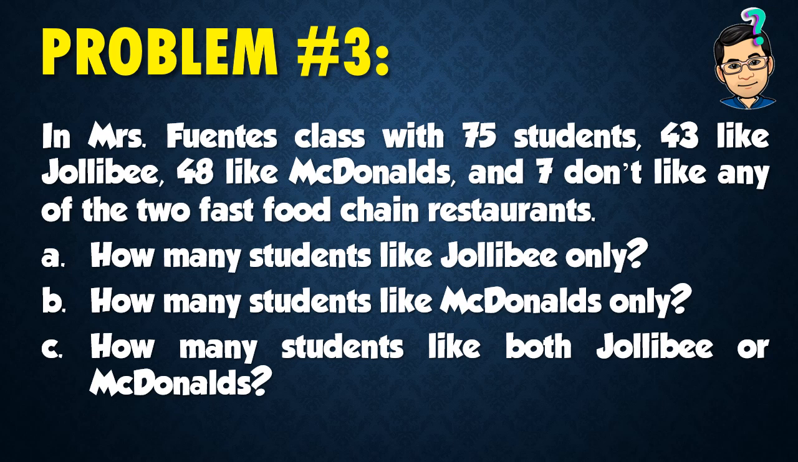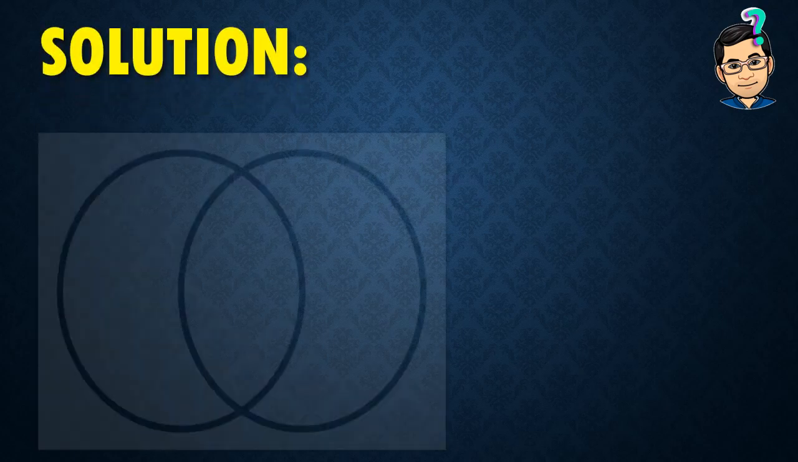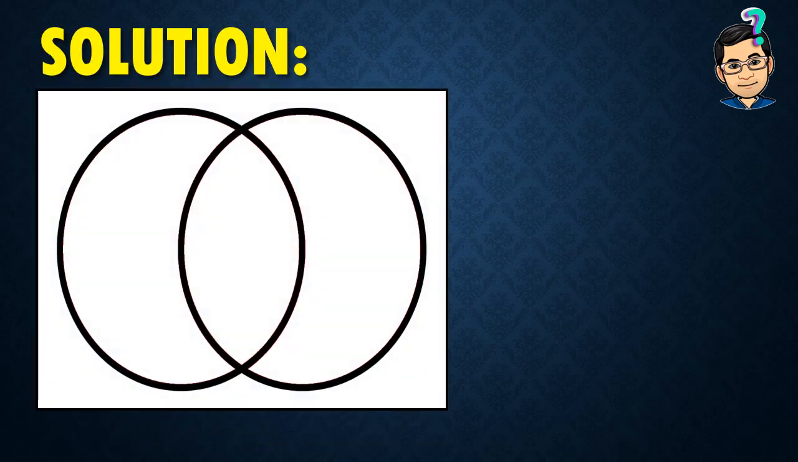So sa given problem natin, hindi naka-indicate yung intersection ng dalawang circle. Okay, yung nasa gitna. So ang nakalagay lang dito is yung complement. So ang hahanapin natin nito is yung intersection ng dalawang sets. Okay? Yung both Jollibee or McDonald's ang pinili. So let's have the solution. First, we need to draw a Venn diagram.